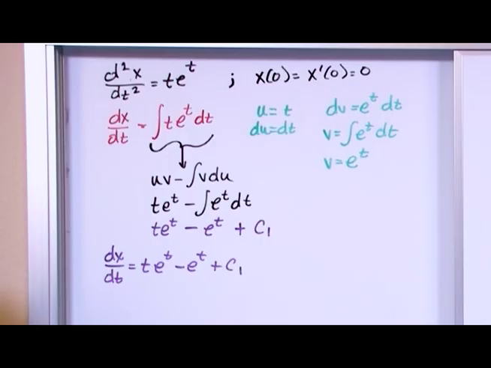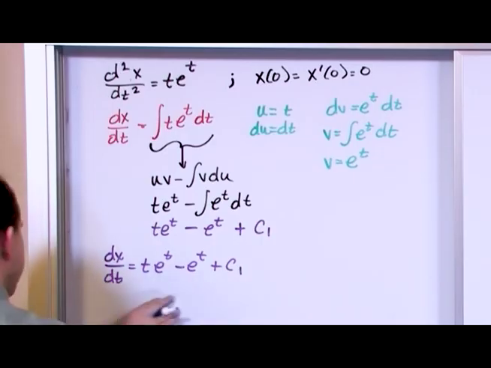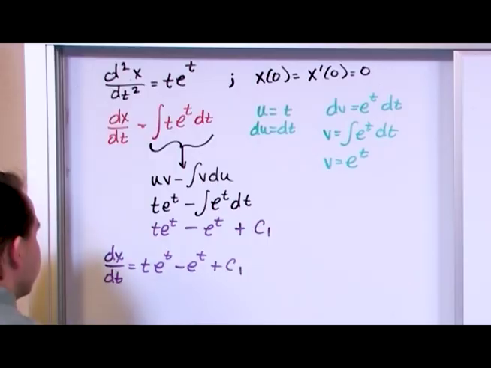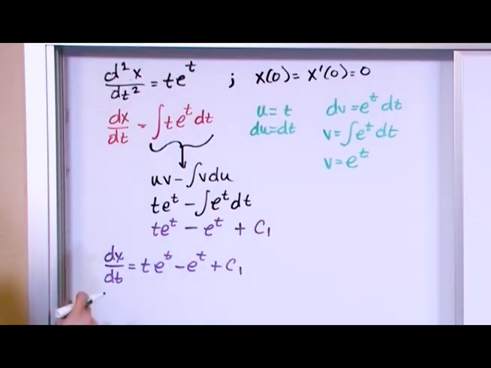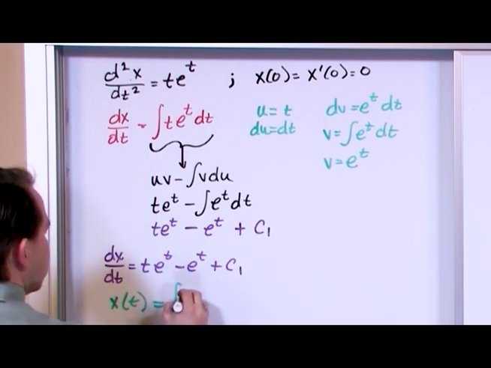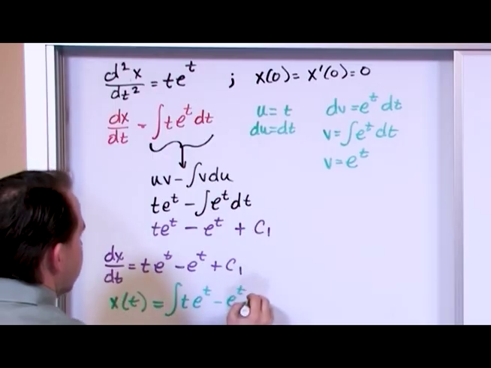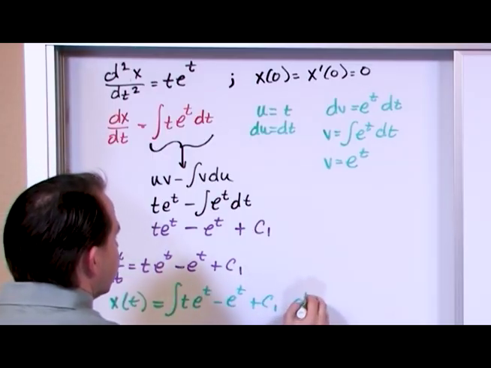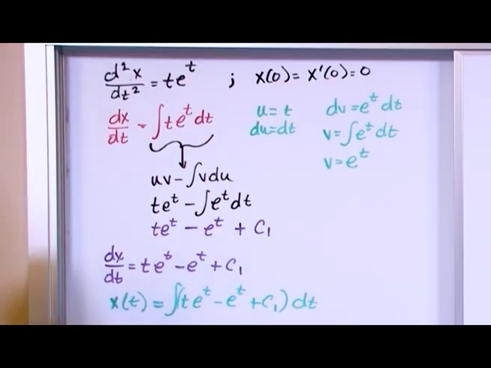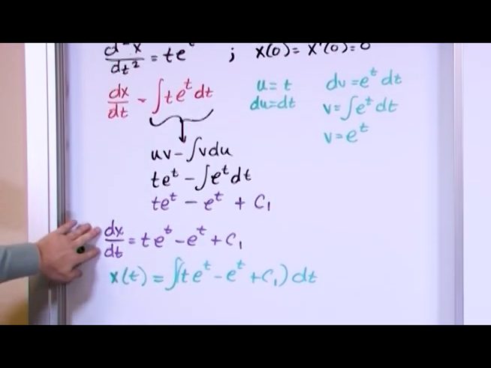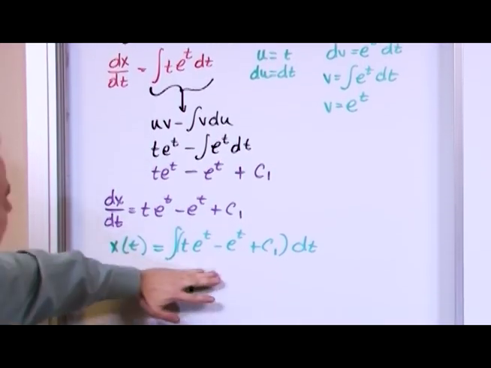All right. So next we're going to take the integral again, because we're going to try to solve for x. And so what we're going to do again is take the integral of this. So we take the integral of the left-hand side. We're going to get x as a function of time. And that's going to equal the integral of t e to the t minus e to the t plus c1 dt. And I'll wrap it up in parentheses to make it look a little bit simpler.